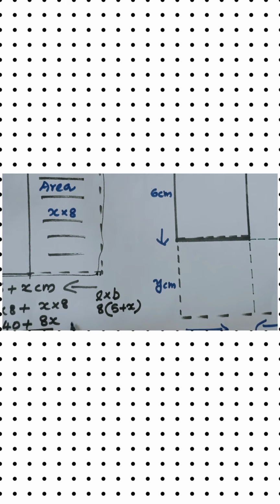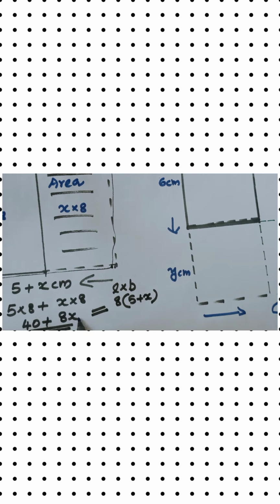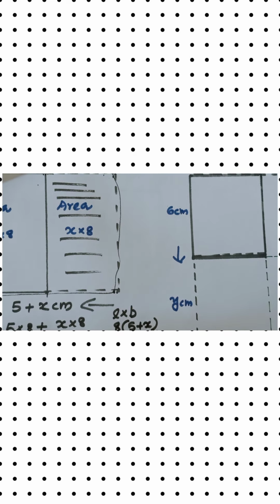Then what we get? We already got the total area is 40 plus 8x. How we find length into breadth? Length is 8 and breadth is 5 plus x. So using this method we can find the total area of a rectangle.